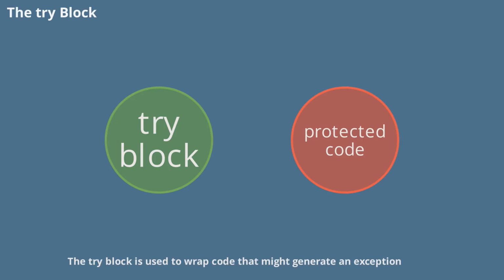The try block is used to wrap code that might generate an exception. This is known as protected code. If an exception occurs within the try block, control is transferred to the corresponding catch block. The try block is essential for isolating risky operations and preparing your program to handle errors gracefully.